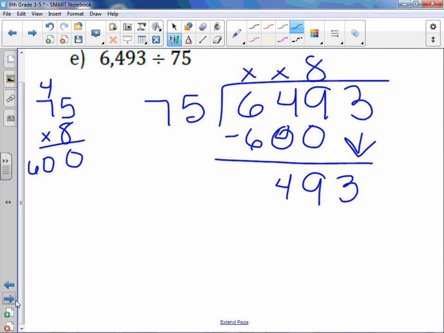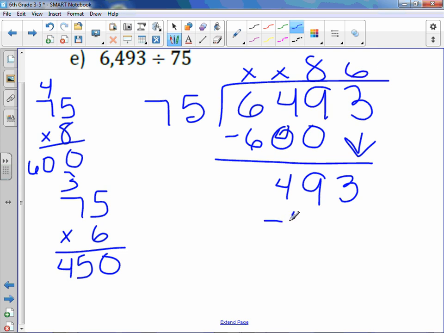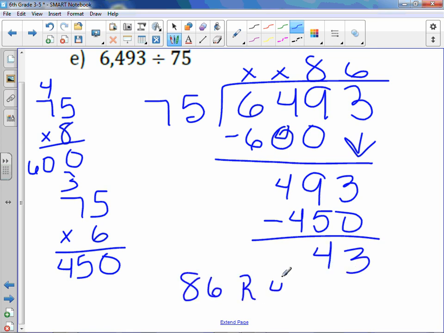I would say maybe 5 or 6. So let's try 6. 6 times 5 is 30. Carry the 3. 6 times 7 is 42. Plus 3 is 45. Definitely can't fit another 75 in there, so 6 looks good. Subtract 450, and we get 43. Remainder, 43. And your remainder should never be more than this outside number here.